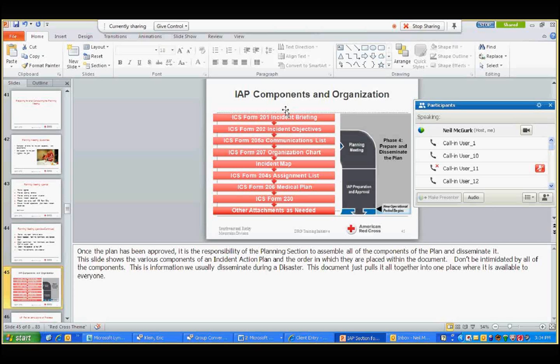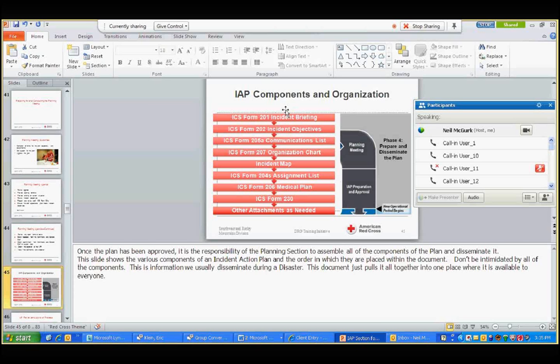So, walk through each of the components of a Red Cross IAP, and again, remind them that the template is still a temporary template, and we have not gotten the full one out. So don't tell them to get attached to any one form, because that may be changing. But again, walk through it, and remind them who has responsibility for completing those certain things.